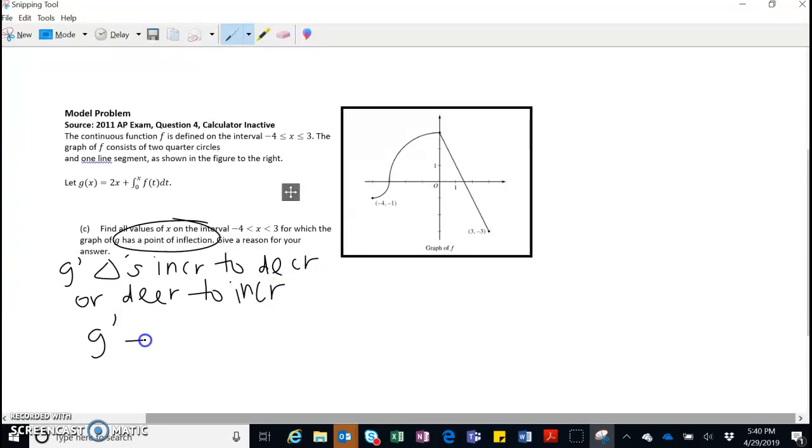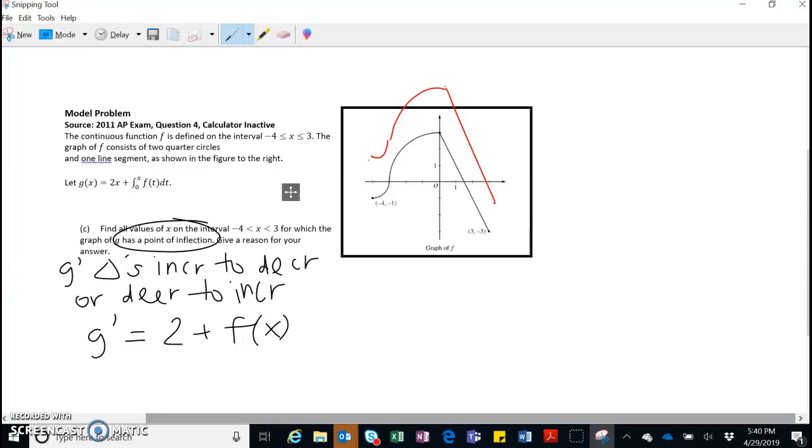G prime we defined as 2 plus f of x. So I'm looking at a graph of f of x right here, and my derivative function is actually 2 more than that. So just speaking algebraically here, it's like I'm taking every coordinate point and just shifting them up 2 units and then trying to generate that same type of picture. That's my derivative in red. So the good news is it looks identical to the black curve, just shifted up a couple units.